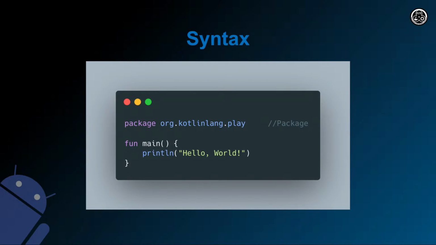So Kotlin is usually defined in packages. The package specification is optional. If you don't specify a package in the source file, its content goes directly to the default package. So like many other languages, Kotlin's entry point is the main function. Println writes the line to the standard output. It is imported implicitly. Also note that semicolons are optional.